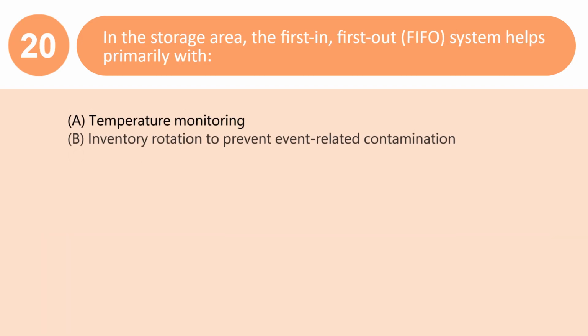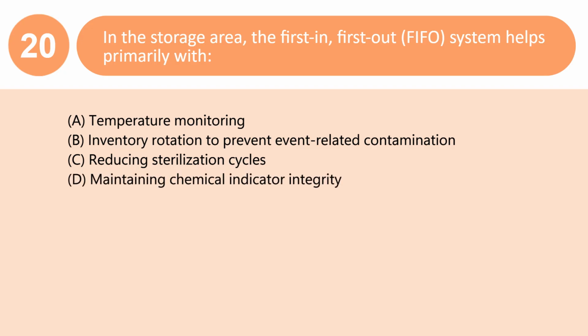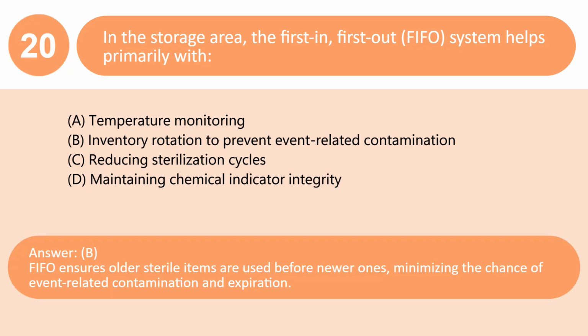In the storage area, the first in, first out (FIFO) system helps primarily with A. Temperature monitoring. B. Inventory rotation to prevent event-related contamination. C. Reducing sterilization cycles. D. Maintaining chemical indicator integrity. Answer: B. FIFO ensures older sterile items are used before newer ones, minimizing the chance of event-related contamination and expiration.